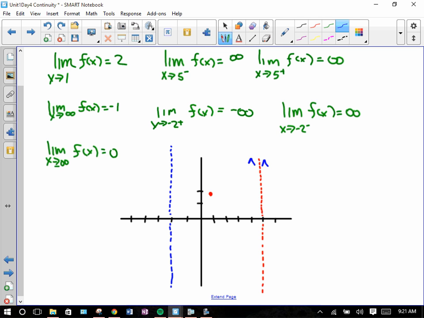So I know on the right-hand side of -2, it approaches negative infinity. And on the left-hand side of -2, it approaches infinity here. Right? Now, the final thing I know, let me draw this.